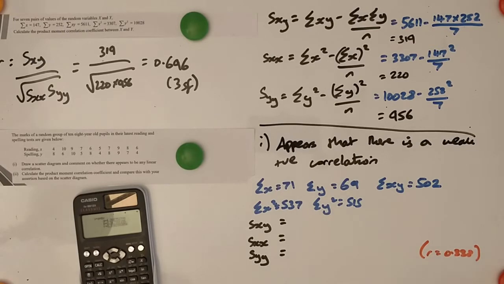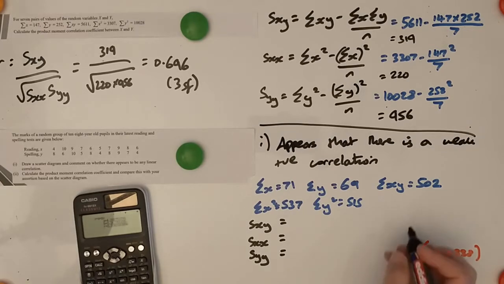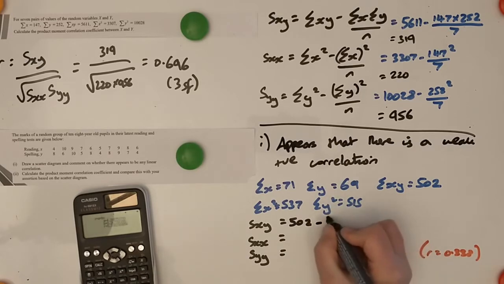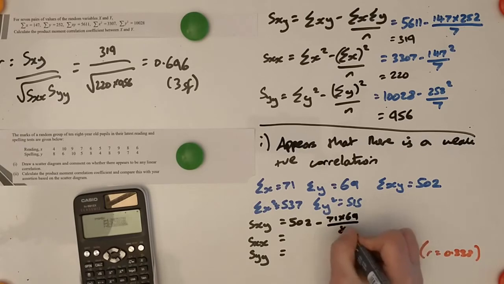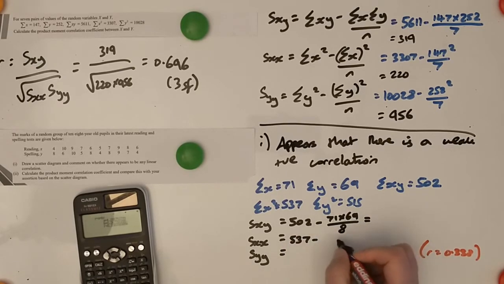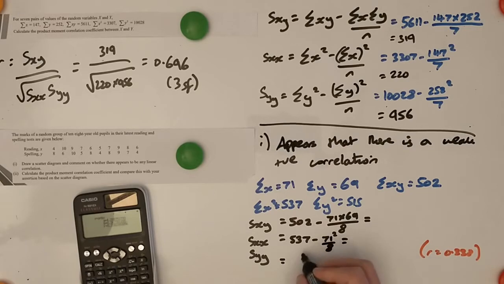So SXY is going to be the sum of XY, so that's 502, minus the sum of X, 71, times the sum of Y, 69, divided by 8, because n is equal to 8. SXX is going to be 537 minus 71 squared over 8, and SYY is going to be 515 minus 69 squared over 8.